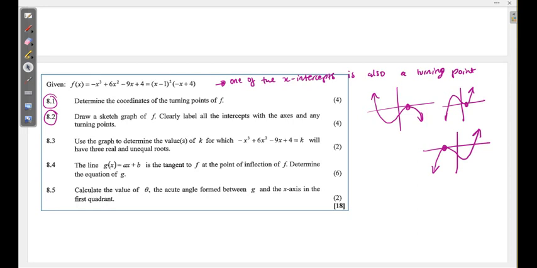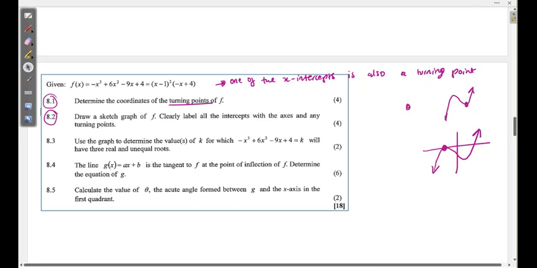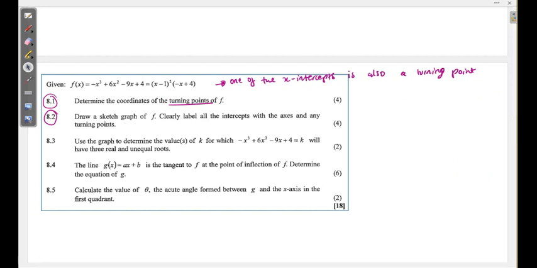So it says determine the coordinates of the turning points of f, right? The moment he says turning points, you should know that it means we're talking about the derivative. You must find the derivative. So the first thing you're going to do on 8.1 is to find the derivative.